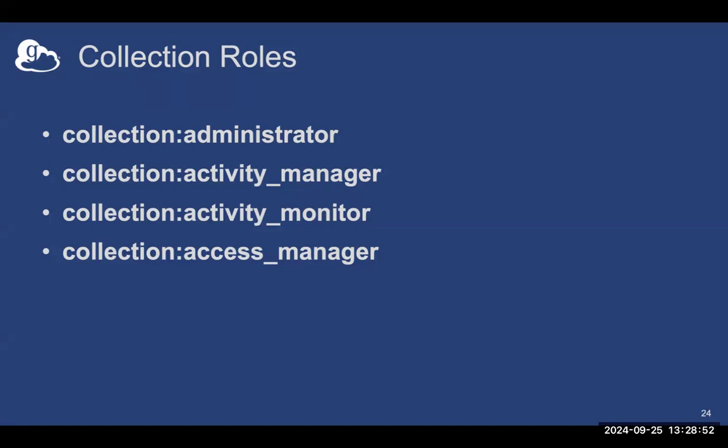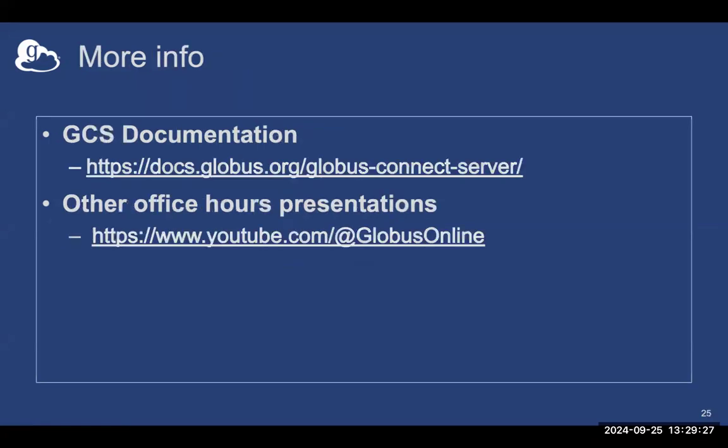Activity monitor is able to see all the tasks that are operating on a collection in the console, and the access manager is able to see the collection and able to set permissions. Okay, and I think that's the end.